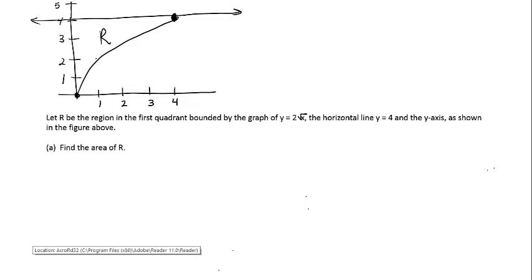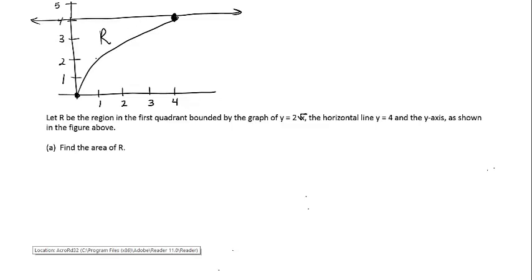Okay, this video is for some review over area between the curves, some volumes of revolution, and cross sections. So let's go ahead and begin this problem. This problem has a picture at the top, and it says, let R be the region in the first quadrant bounded by the graph of y equals 2 square root of x, the horizontal line y equals 4, and the y-axis as shown in the figure. So we're supposed to find this area R.